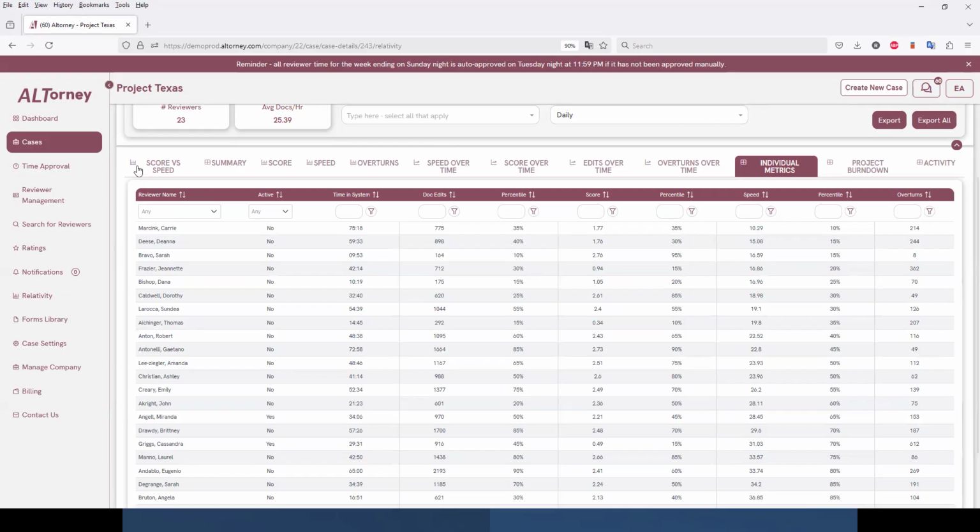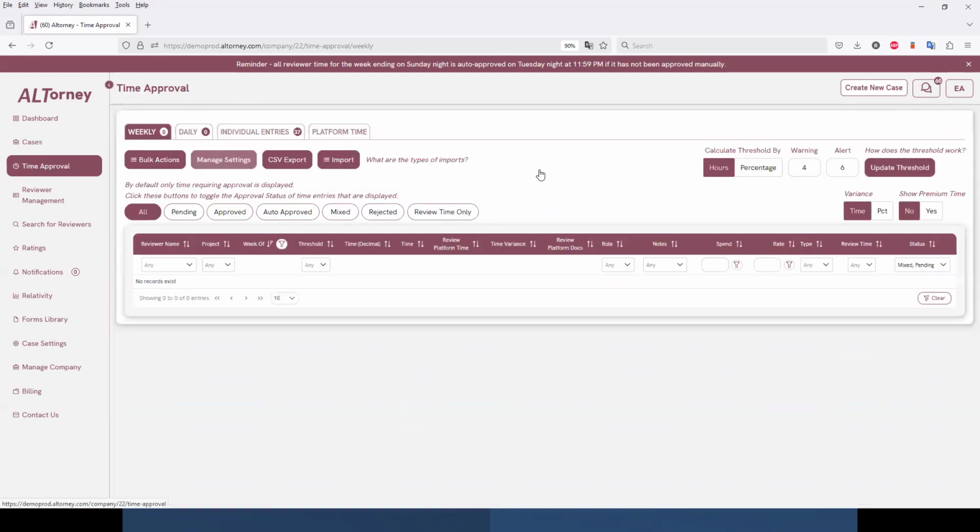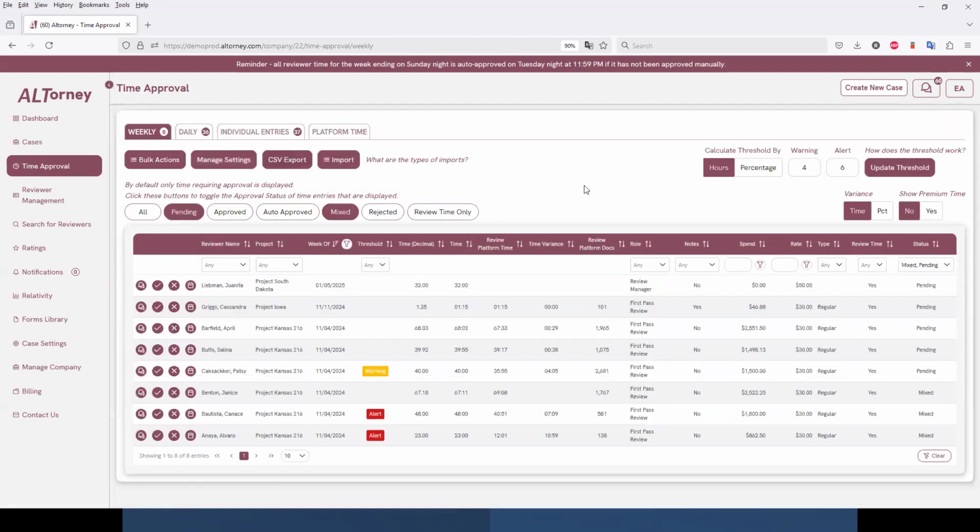Okay. One other important thing is tracking the reviewer time to what they're billing, to make sure that they're accurate and that, from a client basis, you're able to make sure that the client's being charged correctly for what they're actually doing.